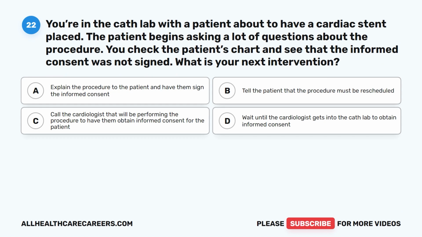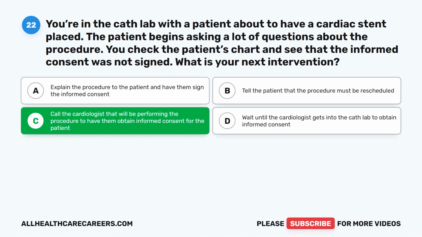Question 22. You're in the cath lab with a patient about to have a cardiac stent placed. The patient begins asking a lot of questions about the procedure. You check the patient's chart and see that the informed consent was not signed. What is your next intervention? A. Explain the procedure to the patient and have them sign the informed consent. B. Tell the patient that the procedure must be rescheduled. C. Call the cardiologist that will be performing the procedure to have them obtain informed consent for the patient. D. Wait until the cardiologist gets into the cath lab to obtain informed consent.